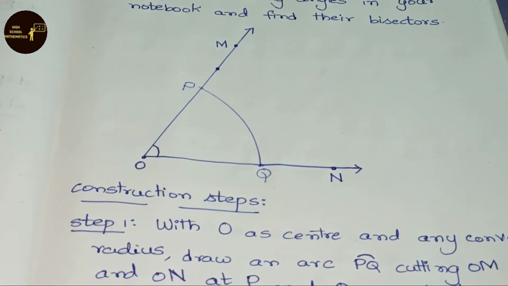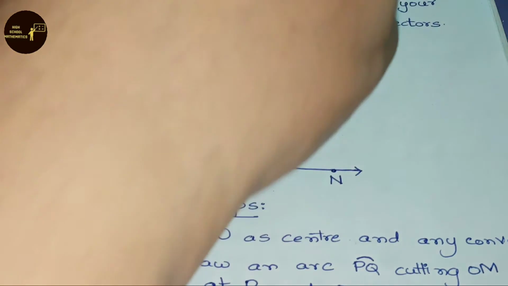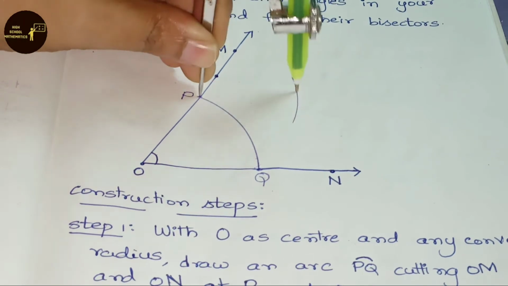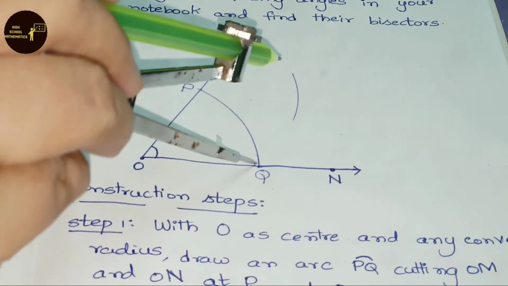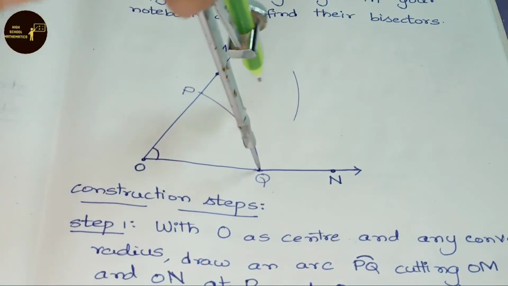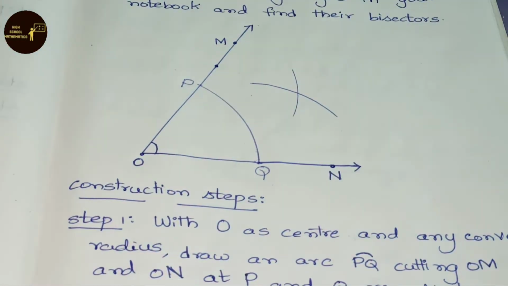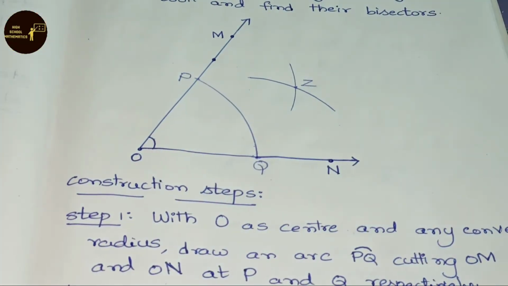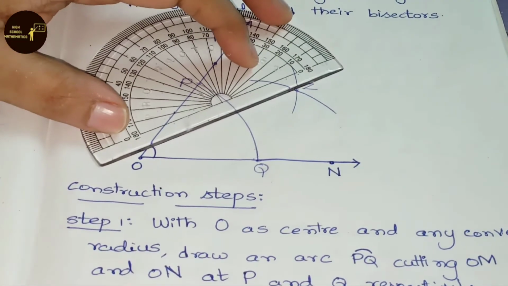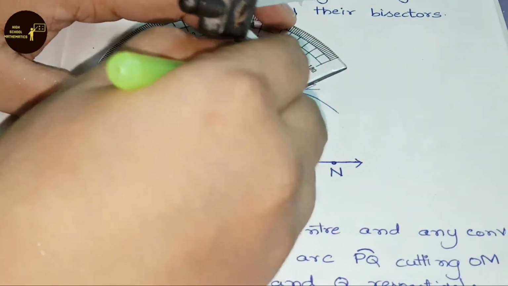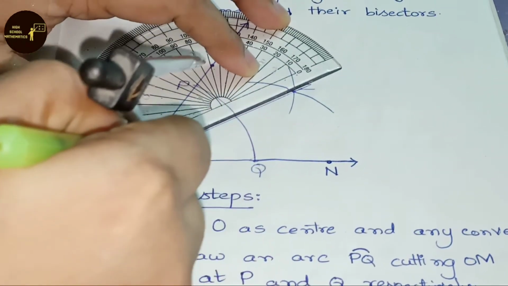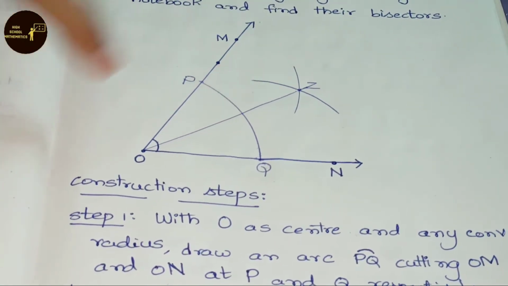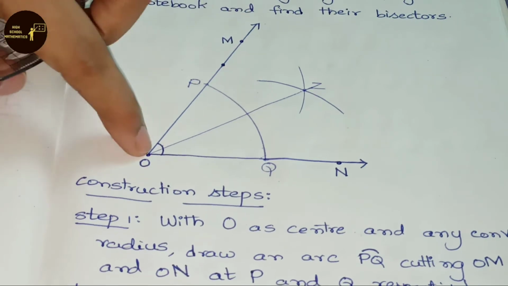Now with P as center, more than half radius of PQ, we are going to draw arcs here. Now with Q as center, with same radius we are drawing another arc. Now these two arcs intersect at point Z. Now we are going to join OZ. Now OZ is the desired bisector of angle MON.